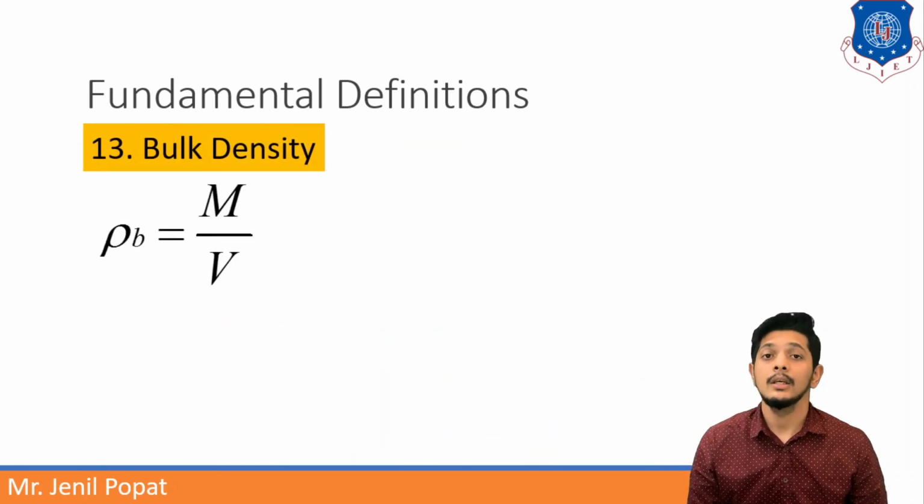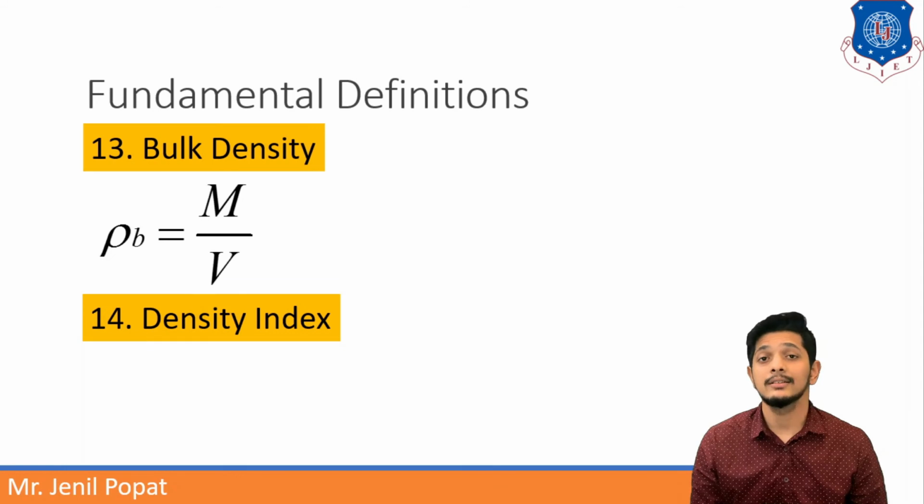Next definition, that is bulk density. Bulk density is denoted as rho B. Rho B is equal to capital M, that is total soil mass, upon capital V, that is total volume. So bulk density can be defined as total soil mass to total volume. It is generally in unit of gram per centimeter cube.